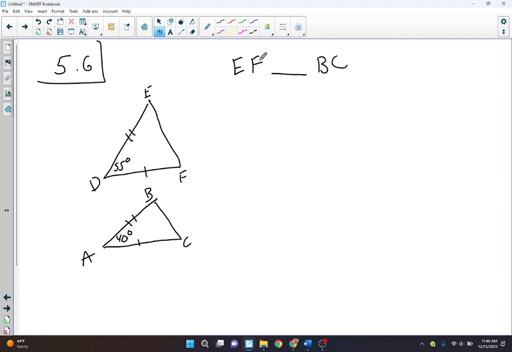So you just tell me which one's bigger or smaller. In this case, EF is bigger than BC. It works with angles too. Which angle's bigger or which side? Because the angle's bigger, the side is bigger. I should say it like that, okay? Because the angle's bigger, the side is bigger.